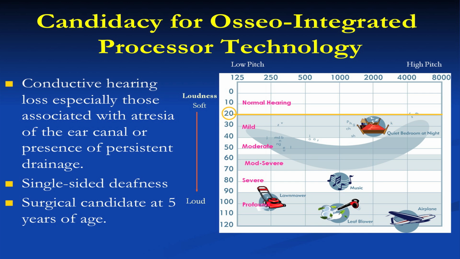So who is a candidate for osseo-integrated processor technology? Those who have conductive hearing loss, especially associated with atresia or persistent drainage from the ears, such as associated with cholesteatomas or just ear infections that cannot be resolved. Also single-sided deafness, which we talked about. And for surgical, they must be 5 years of age or older.